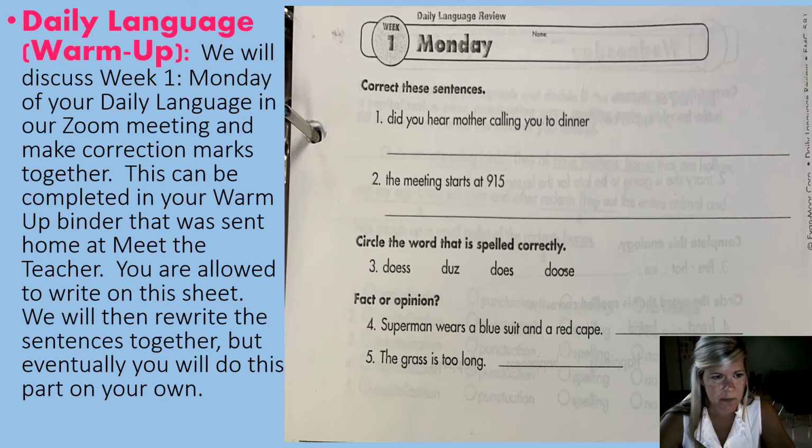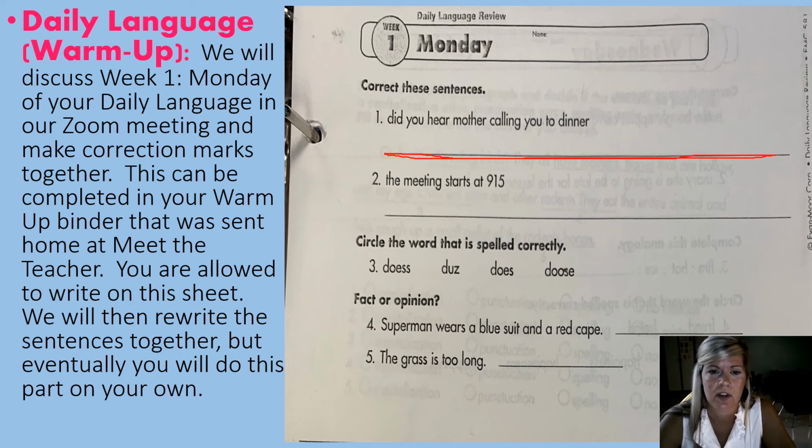We're going to practice making the correction marks for Monday. Then you can write these sentences on this sheet on the line below. So we'll just do the correction marks together, and then you will rewrite the whole sentence on this line underneath on your own, okay? So let's look at number 1.